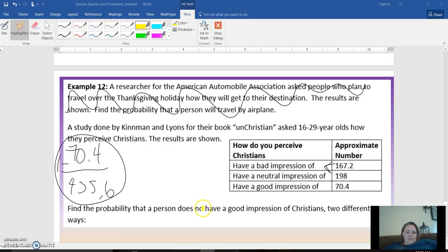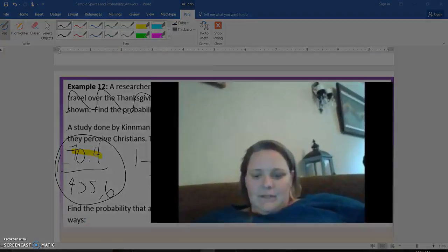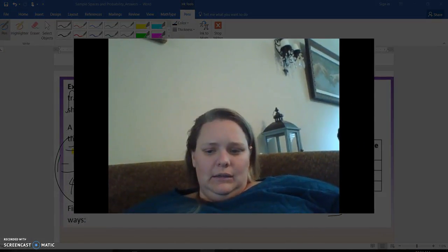All right, the question says does not have a good impression of Christians. This does have a good impression of Christians. So what we would have to do is do 1 minus that fraction. Okay, we'll get something, or because it says 2 different ways, we could add up these 2 numbers and then divide by 435.6. All right, so I'll show you how I'm going to do that on a calculator.